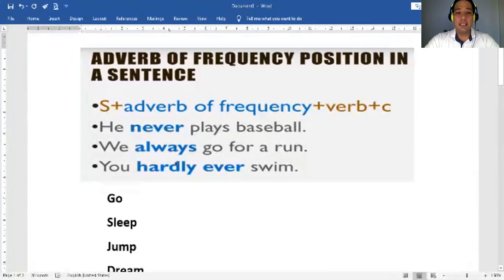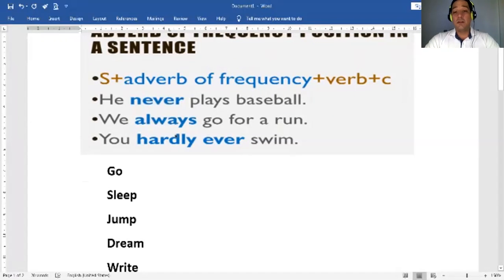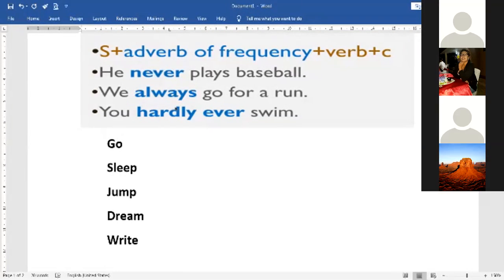So, talking about the structure on how we do this, we have a subject, then the adverb of frequency, and then the verb. No se les olvide que el verbo no lleva ing, no va en pasado, es un verbo en su forma base. Entonces, por ejemplo, he never plays baseball. As Kenya said, this is the third person. El hecho de que tengas un adverbio de frecuencia no significa que vas a obviar la regla de modificar el verbo en las terceras personas. Vamos a ver a quién no le he preguntado. Ajá, Patricia Morales. ¿Cuáles son las terceras personas? He.